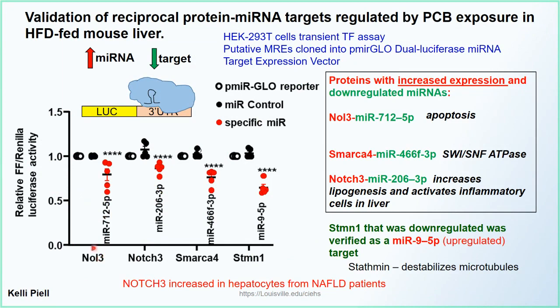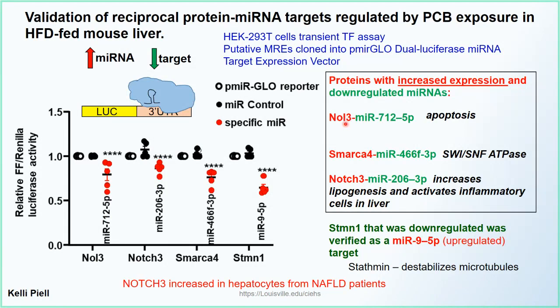And lo and behold, we see that, in fact, each of these four microRNAs are able to decrease the expression of luciferase in this reporter gene assay, thus verifying the inverse relationship that we saw. So these were proteins that were increased in expression in the Aroclor 1260 co-exposed mice.